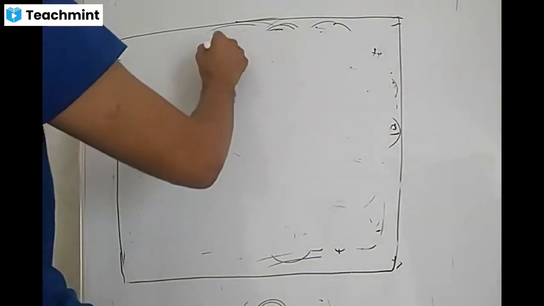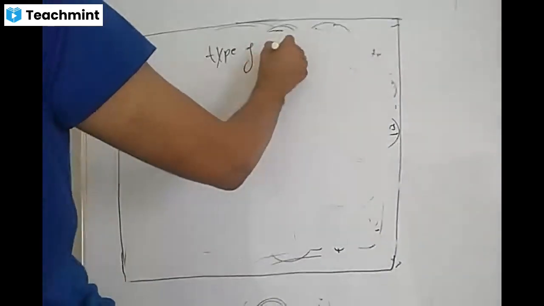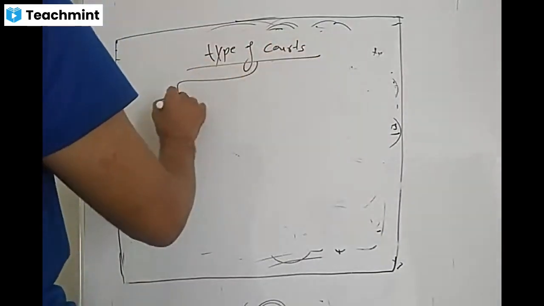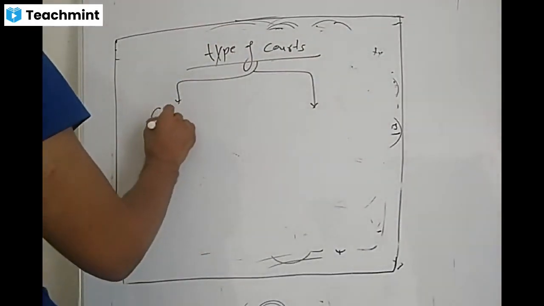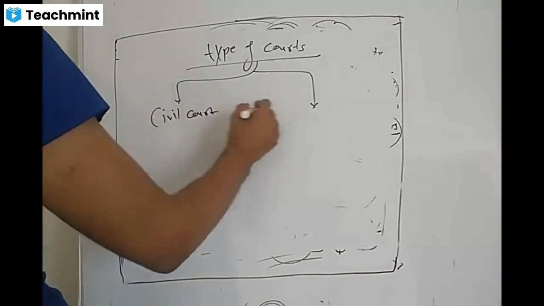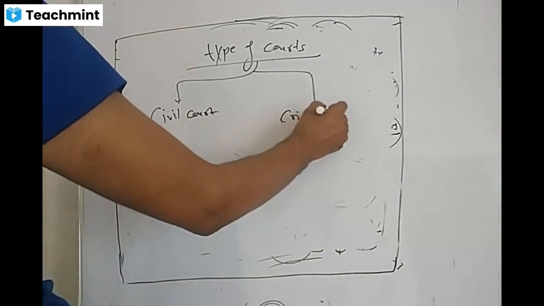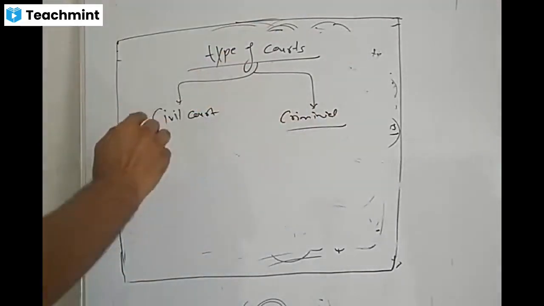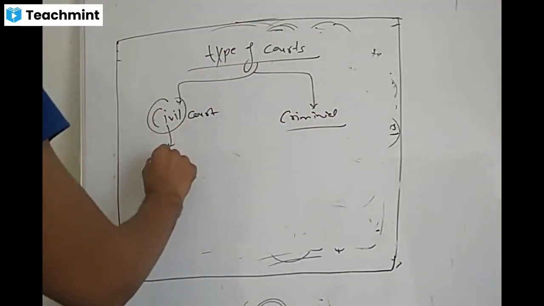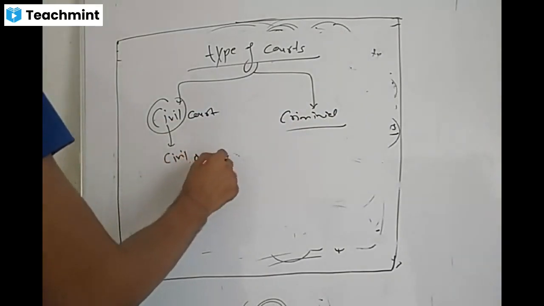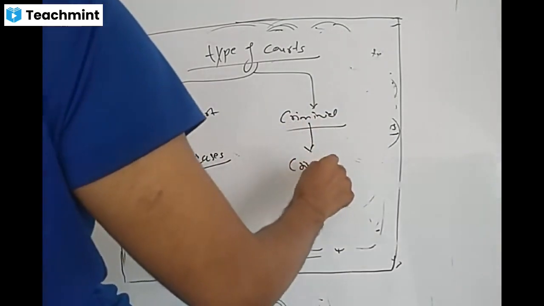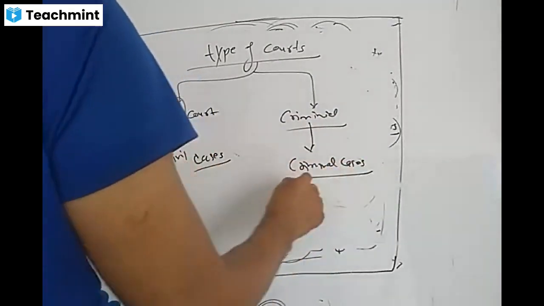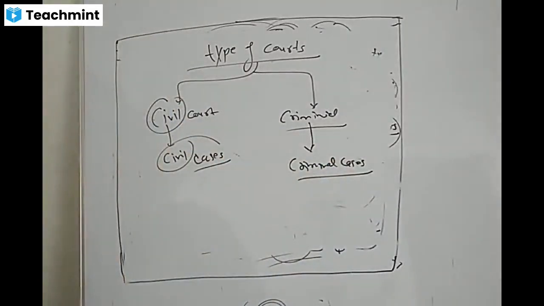After this, we have types of courts. There are two types of court mainly. One is civil court and one is criminal court. Civil court is related with your civil matters, your civil cases. And criminal court is related with your criminal cases. So what are the civil cases?